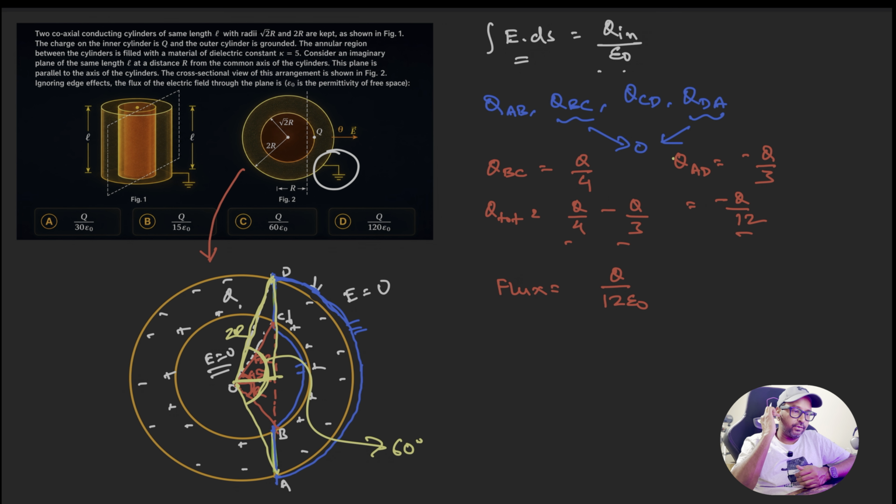However, there is one last trick in this question where it says that there is a dielectric constant, which implies that this epsilon naught will become k times epsilon naught. And if you put the value of k as 5, the total flux would become q by 12 times 5 times epsilon naught, which is 60, which becomes option number C over here, which is the answer.